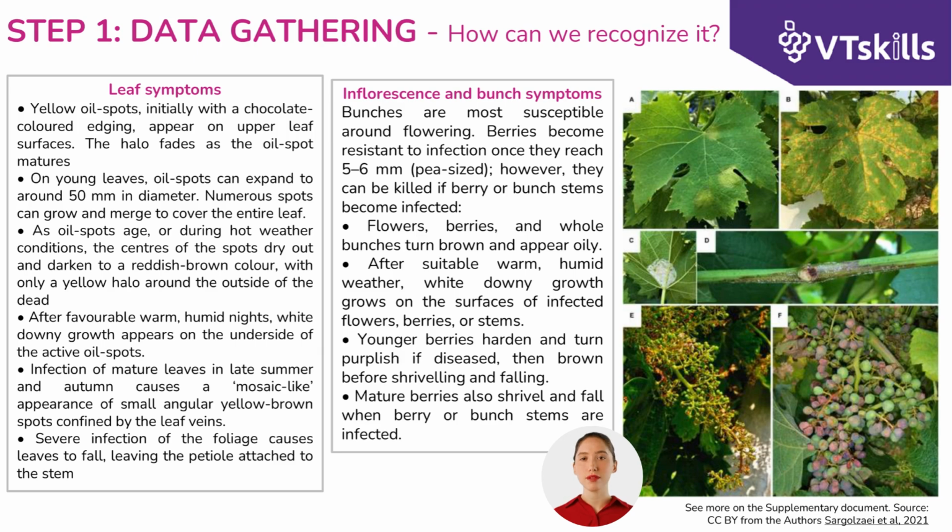The bunches are most susceptible to downy mildew during the flowering period. Berries become resistant when they reach 5 to 6 mm in diameter, the size of a pea, but may still dry out if the infection affects the pedicel or the rachis of the cluster. Affected flowers, berries, and entire bunches take on a brown, greasy appearance. In warm and humid climatic conditions, white mold appears on infected surfaces, flowers, berries, or stalks. Infected young berries harden, take on a coloring.